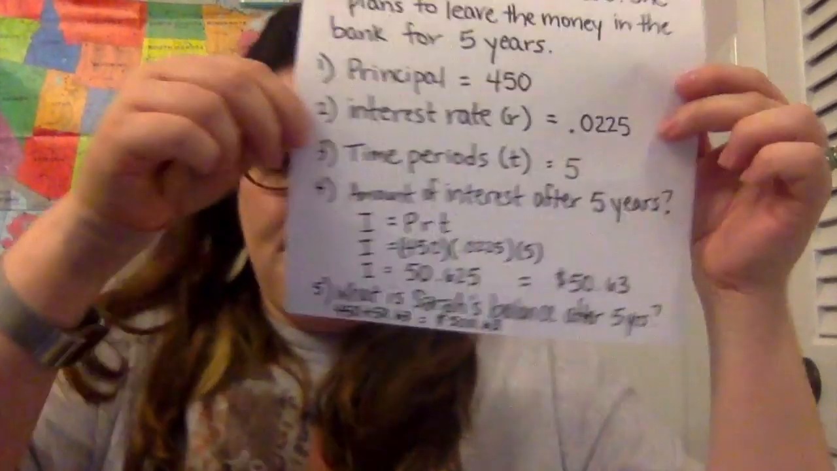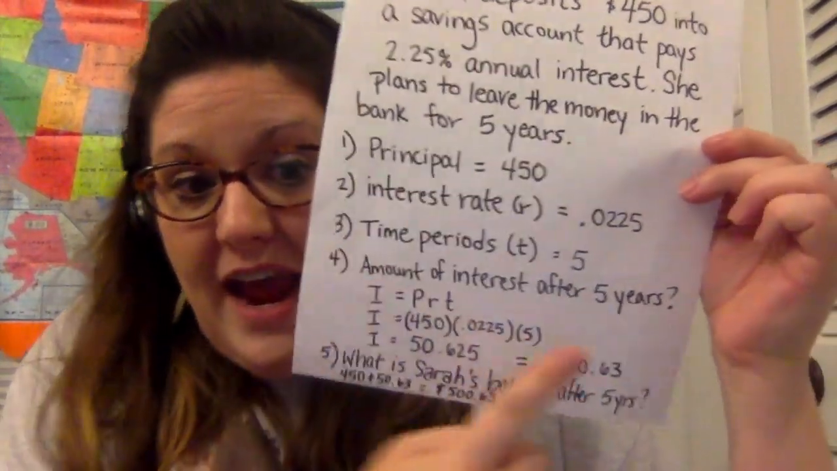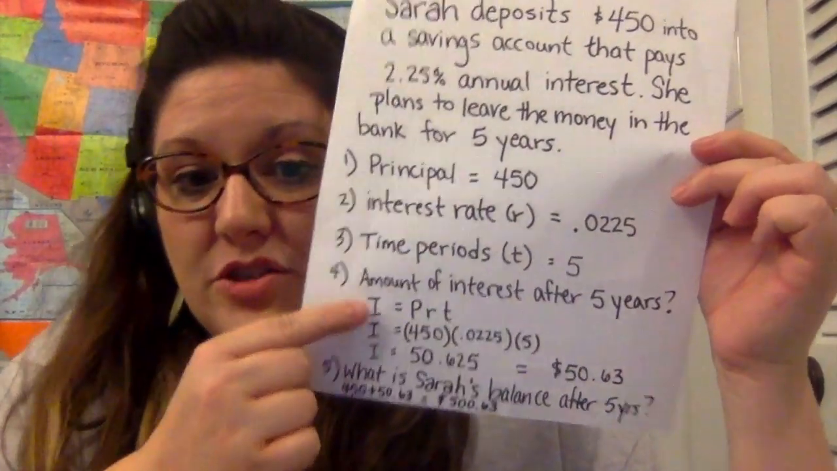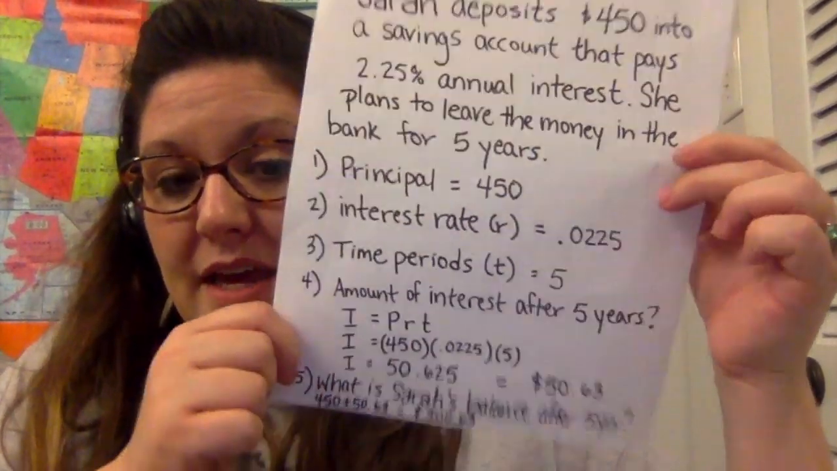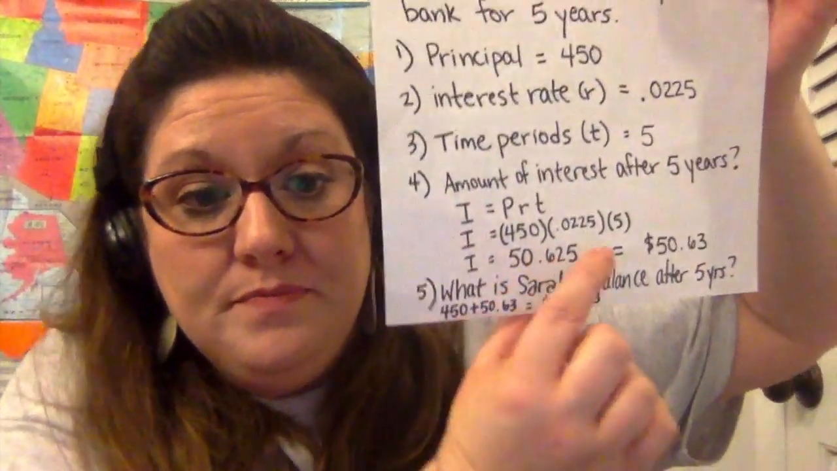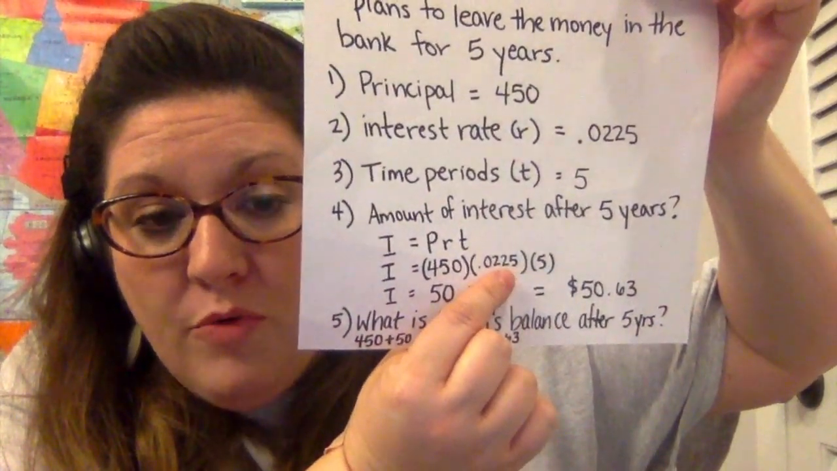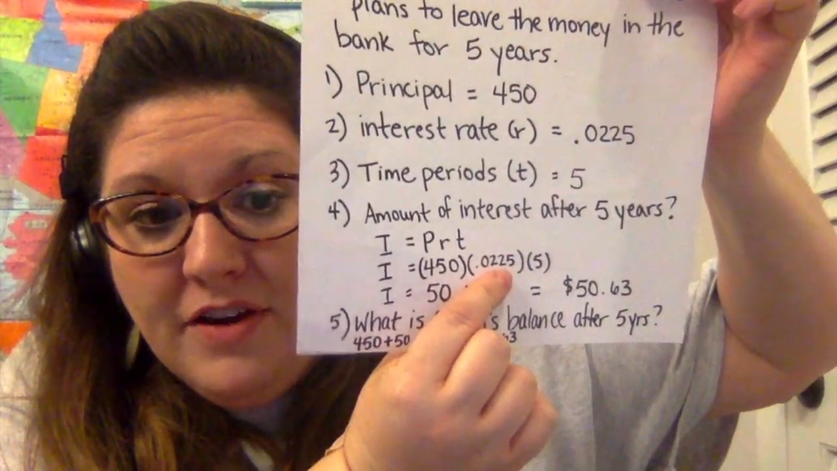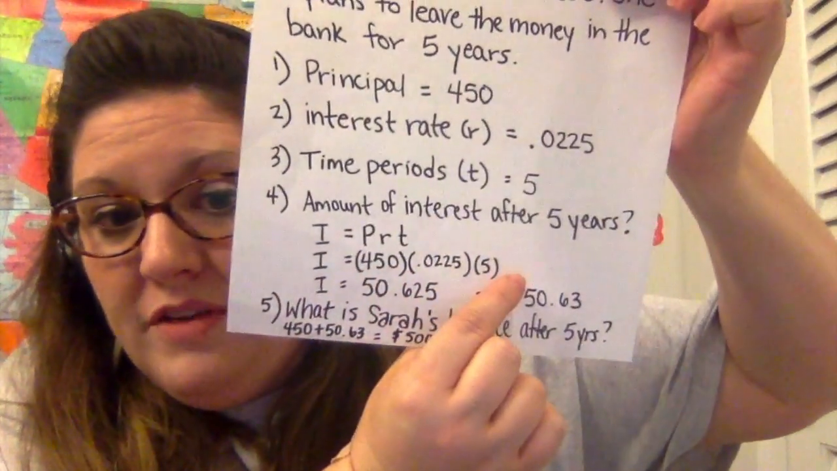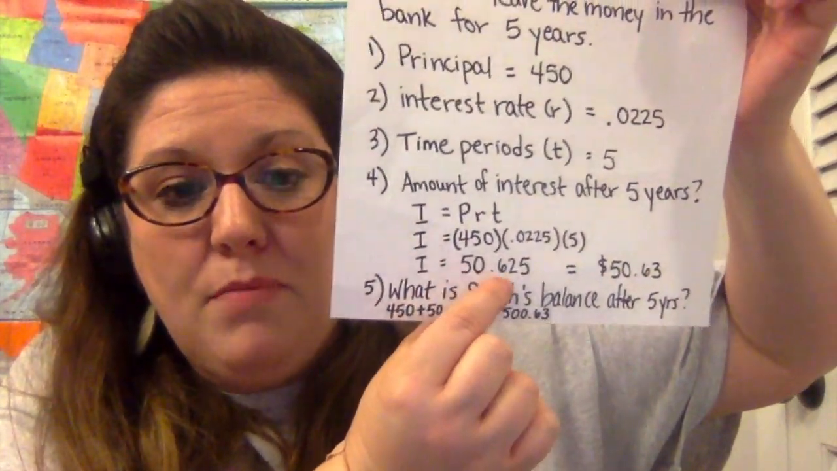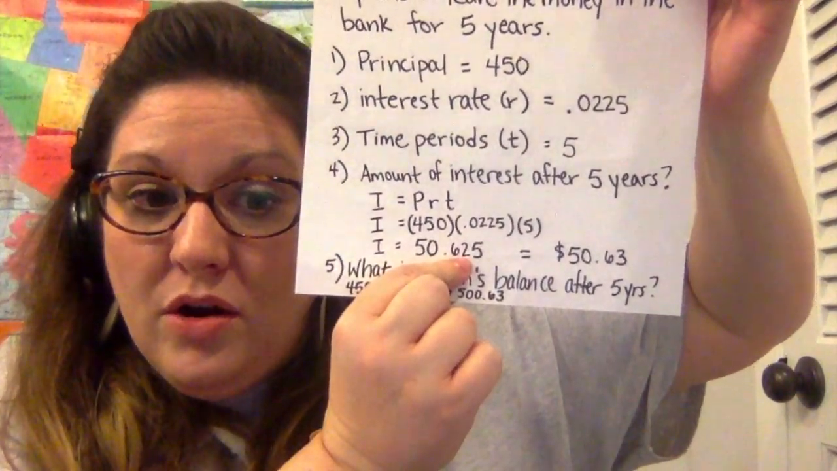All right, next question. What is the amount of interest that we would earn on this account after 5 years? Well, let's use our formula. I equals P times R times T. We substitute our values. I equals 450 times our rate, 0.0225, times our time periods, 5, and we multiply those 3 values together and we get 50.625. So this is the amount of interest that we earn.